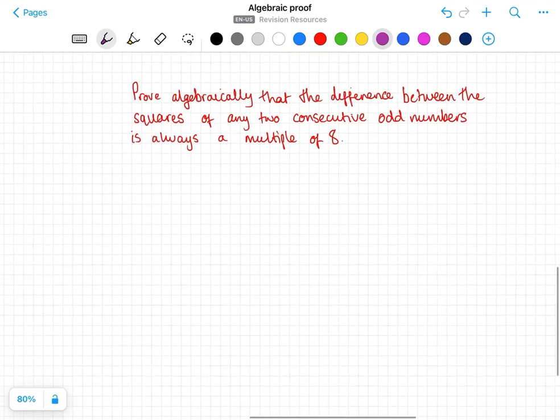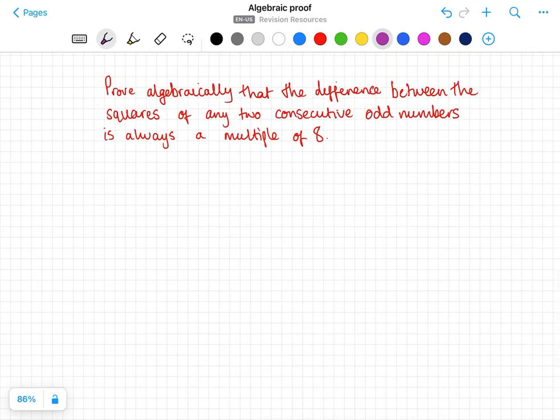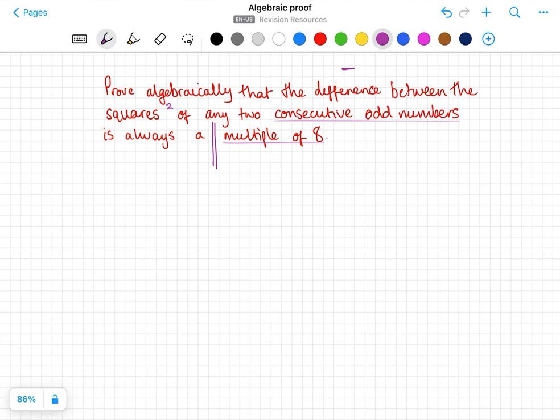This is an example of a slightly more difficult algebraic proof question where you have to do it from a statement. So you need to put together your own proof. Prove algebraically that the difference between the squares of any 2 consecutive odd numbers is always a multiple of 8. So with this second part of the proof, we'll leave that till the end. We'll focus on the starting point first.